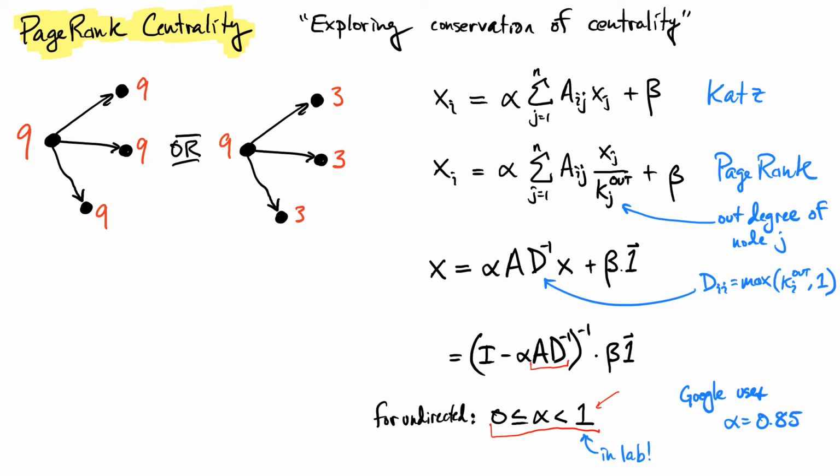So in what you do in the lab, you're going to specifically take a look at and apply that Katz proof that we just went through to this particular case, where now we've changed this matrix here to be A D inverse instead.